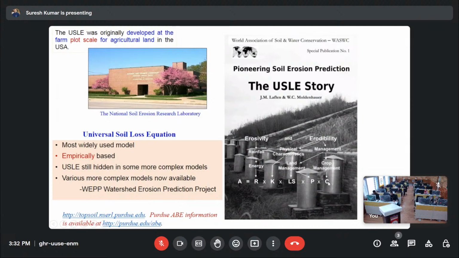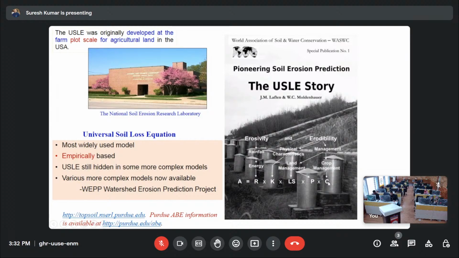Universal Soil Loss Equation is the most widely used model. It is empirically based, and USLE can be used only for the simple plot but cannot be used for complex situations. Later on, the laboratory where they developed the USLE model, this is the building of the National Soil Erosion Research Laboratory in the US.